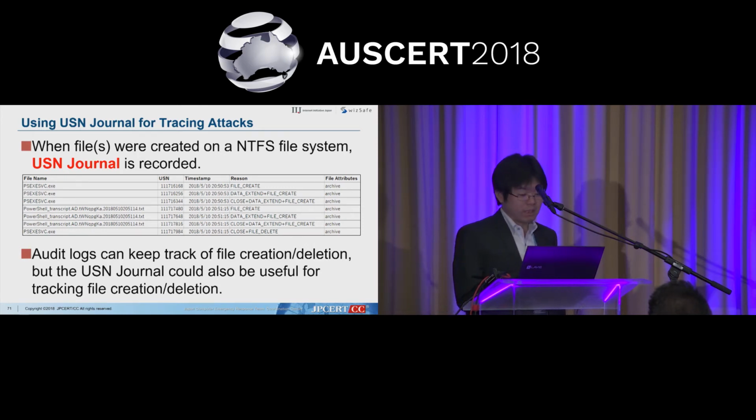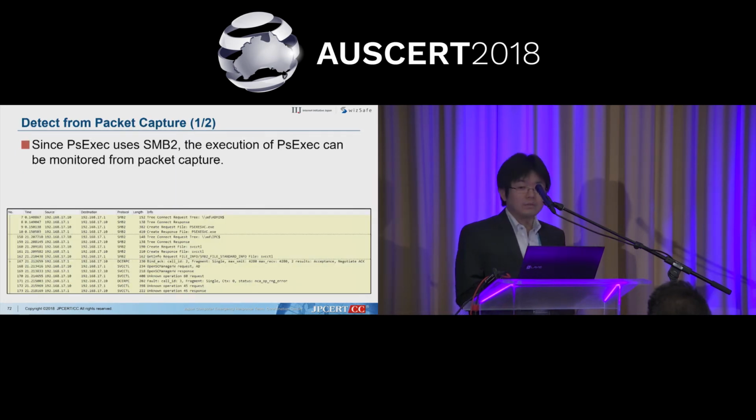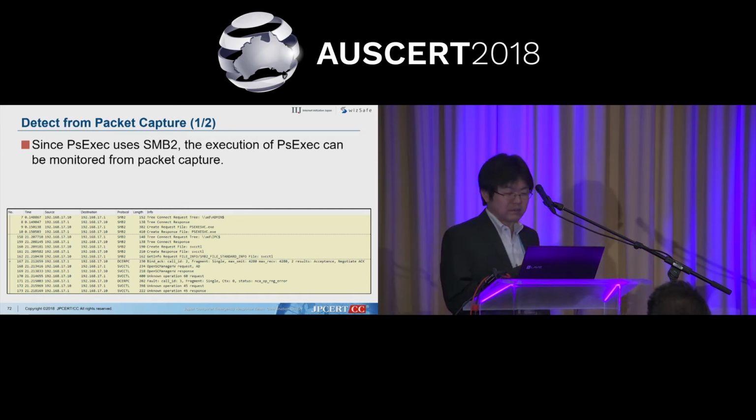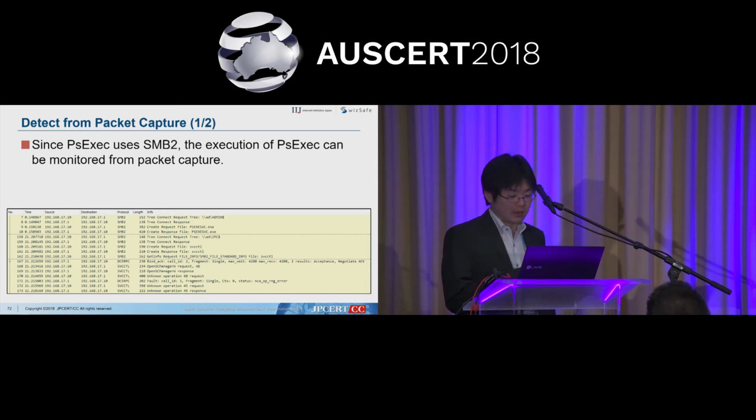Audit logs can keep track of file creation and deletion, but sometimes the audit logs may not be available, like when the logs get overwritten or erased. USN journals could also be useful for tracking file creation and deletion. And one last thing I bring up here is packet captures. PSExec uses SMB2, the protocol used on Windows for many Windows communications and file sharing. If you monitor this, the execution of PSExec can be monitored from the packet captures.